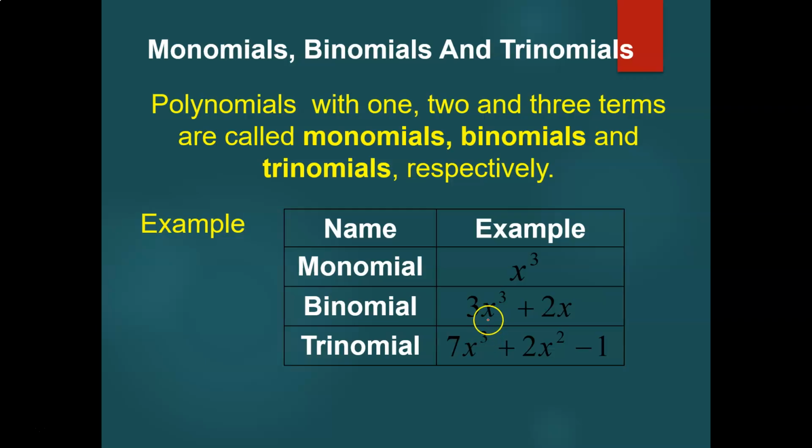Kalau dia ada two terms, maksudnya ada x kuasa 3, ada juga sebutan x dekat sini. So, this is what we call binomial. How about trinomial? Trinomial means you have three terms. Ada 3 sebutan. 1, 2, 3. So you have 3 terms. That's why it becomes trinomial. Okay? So monomial ada satu sebutan. Only one term. Binomial you have 2 terms. Trinomial you have 1, 2, and 3 terms.